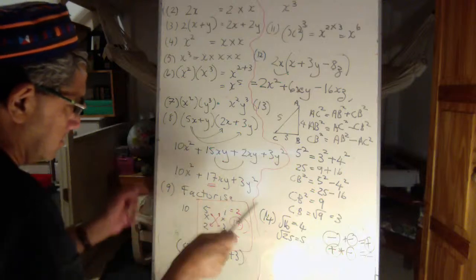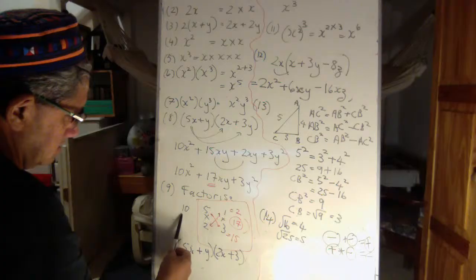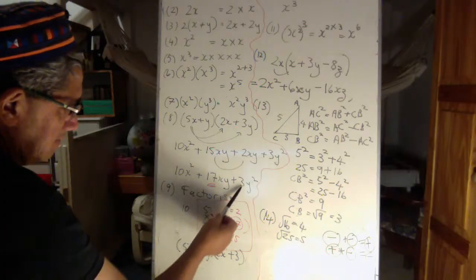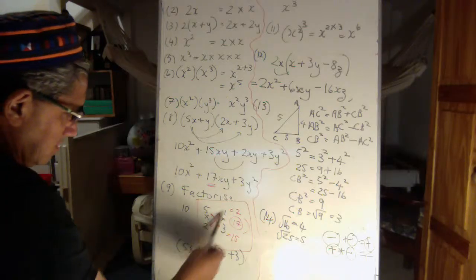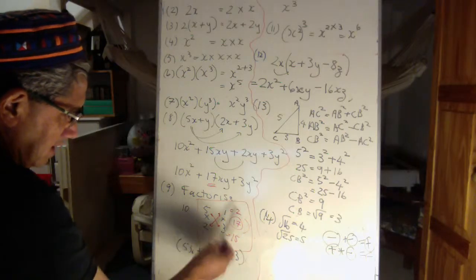And if you cross multiply, you must get 17. So look at that. 5 times 2 will give you 10, and 1 times 3 will give you 3. If you cross multiply, 2 times 1 is 2, and 5 times 3 is 15. If you add up the 2, you get 17.